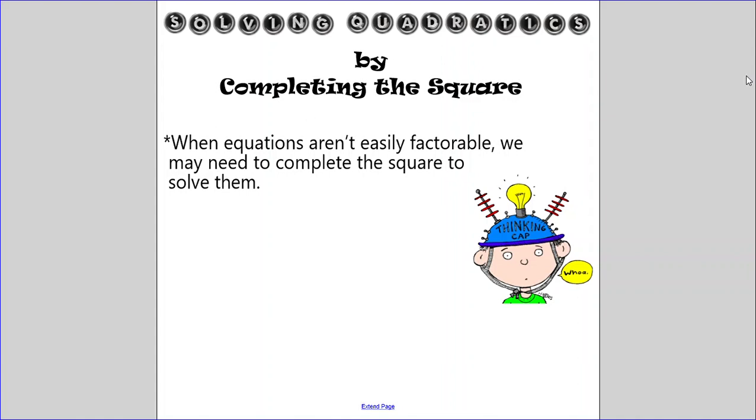Welcome to our next section where we go through solving quadratics by completing the square. So far we've talked about solving quadratics through graphing as well as through factoring. When we complete the square, basically we go through the same steps that we would have done in a previous section, and then we also have to go through the step of actually solving for the variable, the polynomial of degree 2, as we start to figure out what the intercepts are. So when equations aren't easily factorable, we may need to complete the square to solve them.